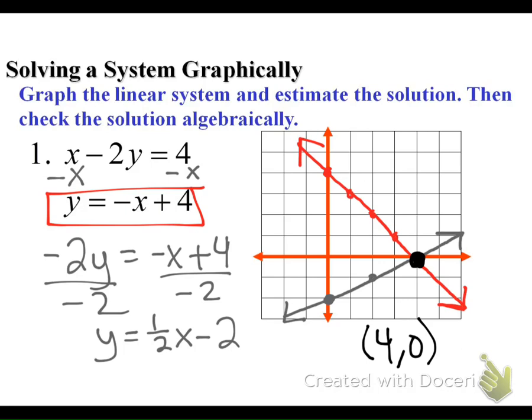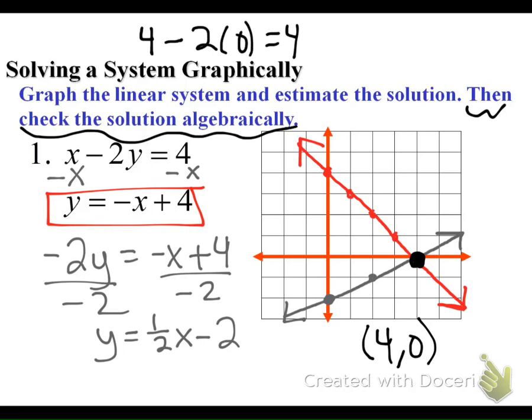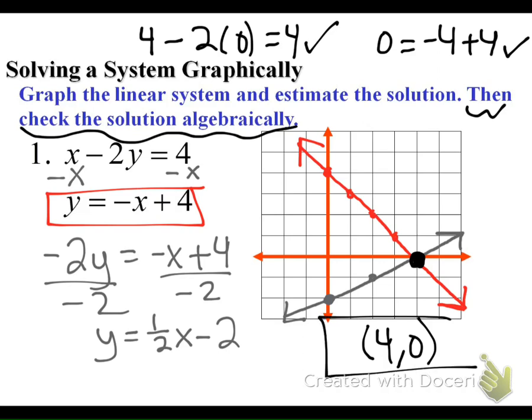It says, then check the solution algebraically. So that means plug it in. I'm going to do that up top. So I would have 4 minus 2 times 0 equals 4. Is that true? Yes. The second one, I would have 0 equals -4 plus 4. Is that true? Yes. So if you plug it into both of them and it makes them both true, go ahead and box it in. It is for sure your answer. What are your questions on this?